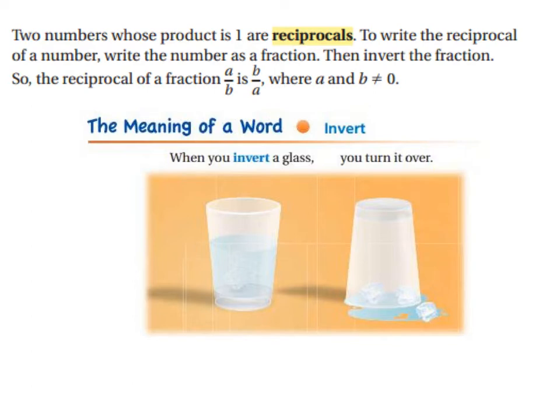Then invert the fraction. So the reciprocal of a fraction a over b is b over a, where a and b cannot equal 0. The meaning of the word invert: when you invert a glass, you turn it over. So when you invert a fraction, you make the numerator the denominator and the denominator the numerator.